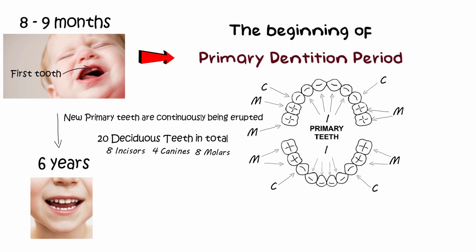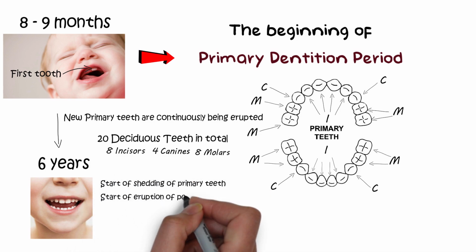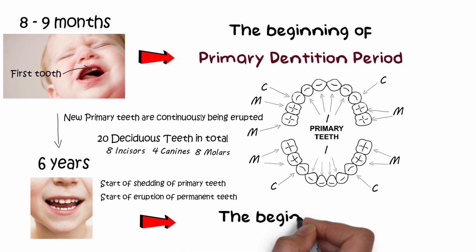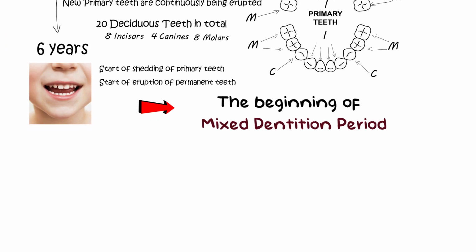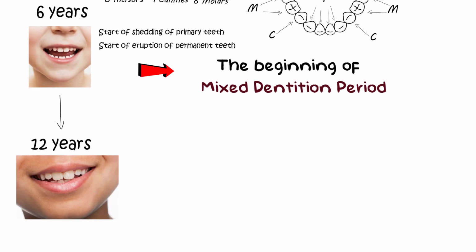By the age of 6 years, the primary teeth now begin to shed off and the permanent teeth now begin to replace them. This marks the start of the so-called mixed dentition period, which continues until the permanent second molar has erupted, usually around the age of 12 years. Now these eruption sequences of various teeth may sound confusing, but don't worry, I will explain all of them in my next video, just trying to understand the basic concept about dentition period.